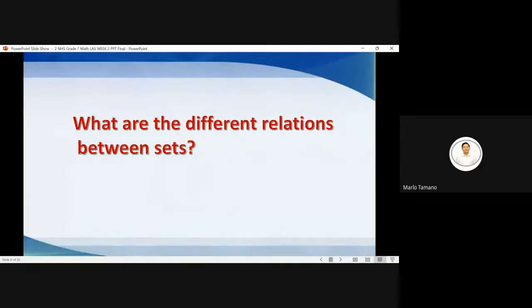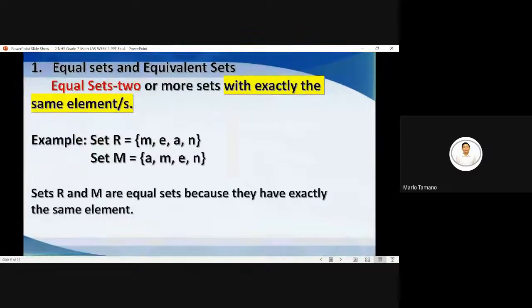Now, what are the different relations between sets? First, we have equal sets and equivalent sets. What are equal sets? Two or more sets with exactly the same elements. For example, R is a set of M, E, A, N. Set M is a set of A, M, E, N.